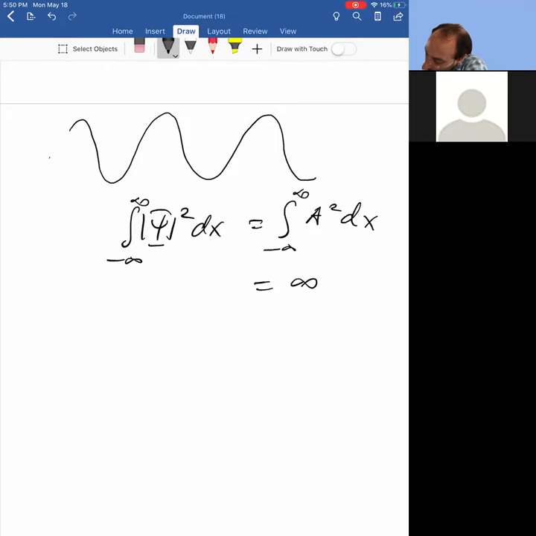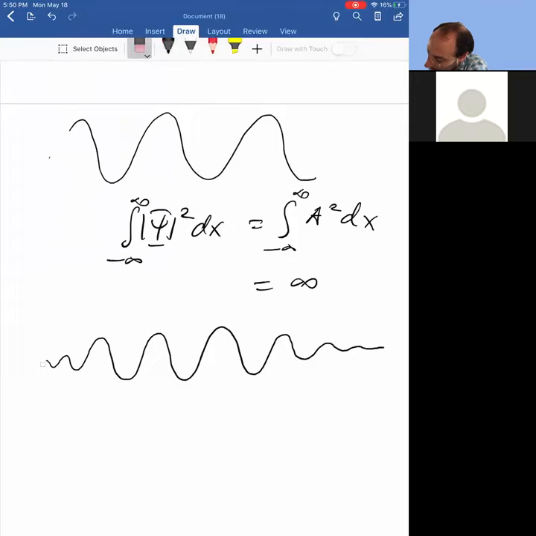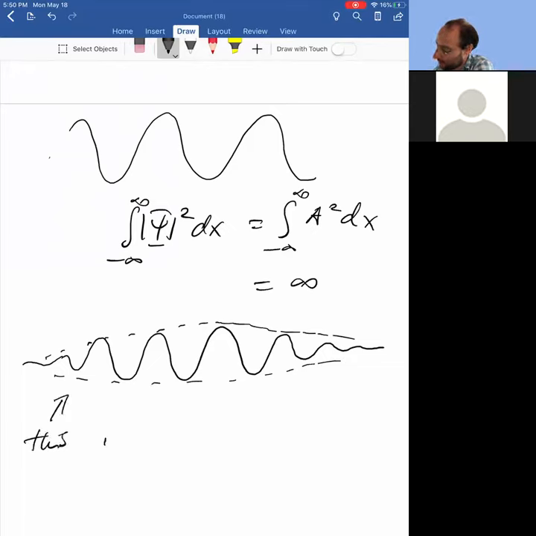What if we have a wave function that tapers off at the ends? It keeps its wave number or wavelength, but it just goes to zero at the ends. This would be okay, and this is normalizable. But what does it mean to have a wave function like that?